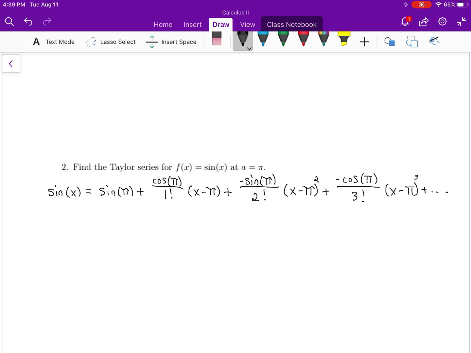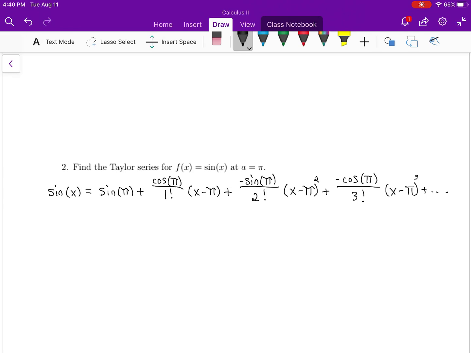And you see the general pattern. And so the denominators of the coefficient parts are always n factorial. So there is a 0 factorial in the first term, but 0 factorial is 1. And then you have 1 factorial, 2 factorial, 3 factorial, and so forth. The numerators are the nth derivative of f evaluated at pi. So derivative of sine is cosine, derivative of cosine is negative sine, derivative of negative sine is negative cosine, and so forth. And then you're just multiplying by x minus pi to some power.